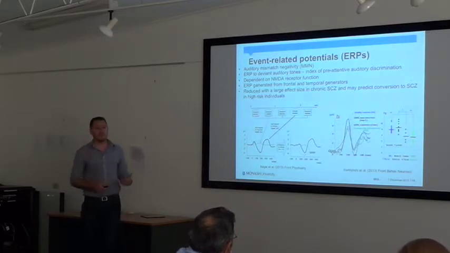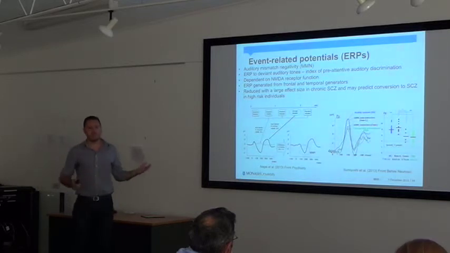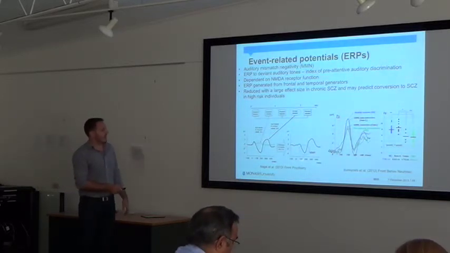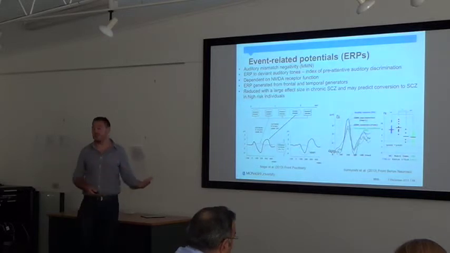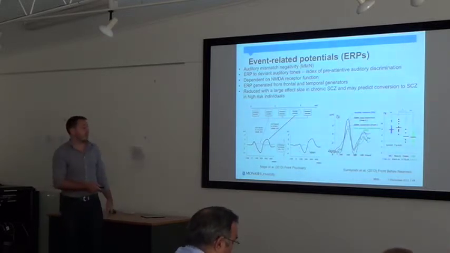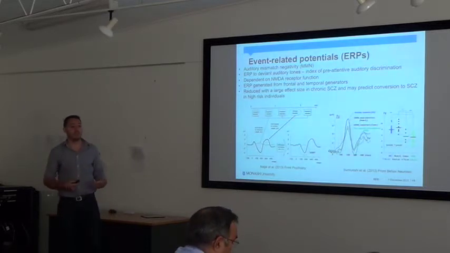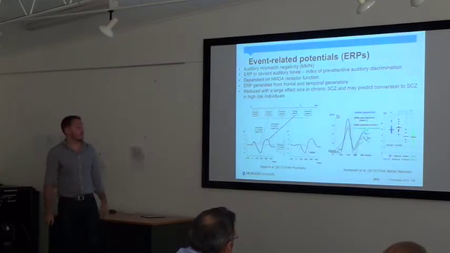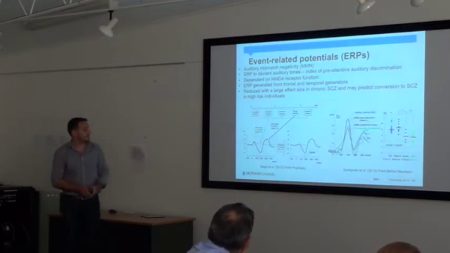It's actually a really nice model because it doesn't involve attention. It's not dependent on attention at all. People just sit there with headphones on and listen, and that's all they need to do to get this. And it's not just in people with chronic illness, but also in people who are at high risk of going on to develop schizophrenia. It's reasonably good at predicting who will actually go on to develop schizophrenia. People that have the deficit are much more likely to convert into the illness than people that don't have this deficit.